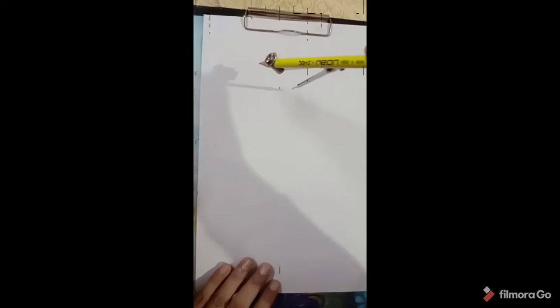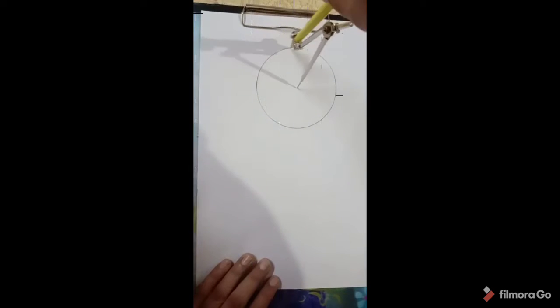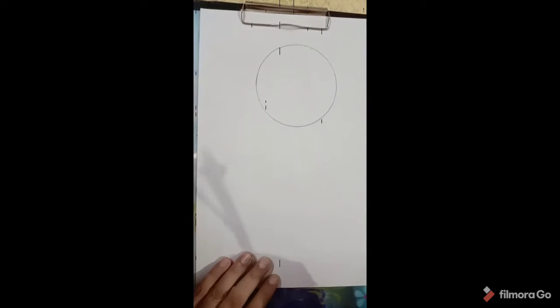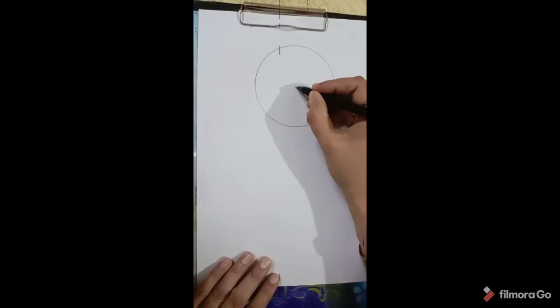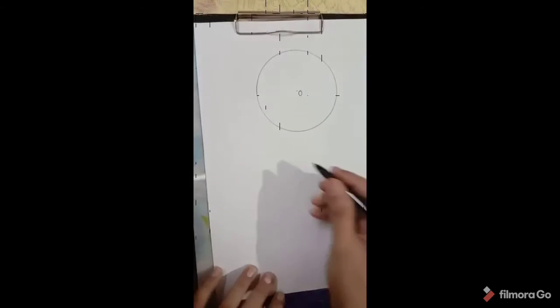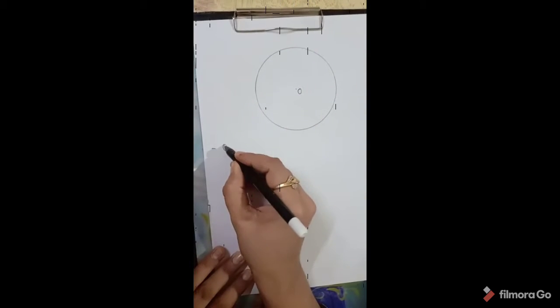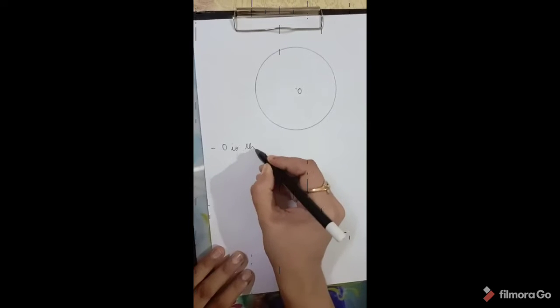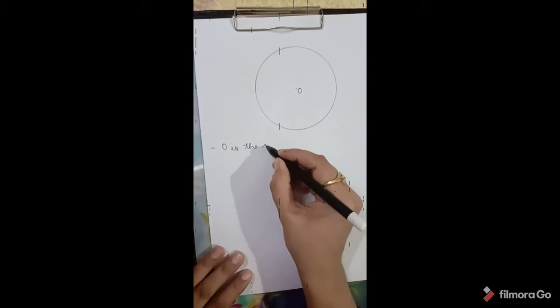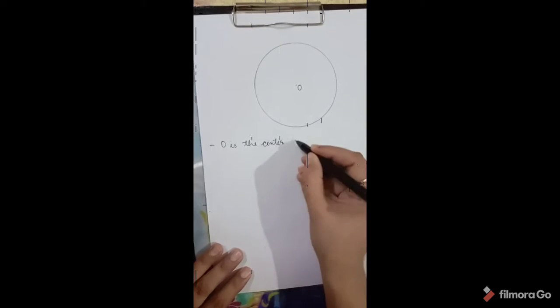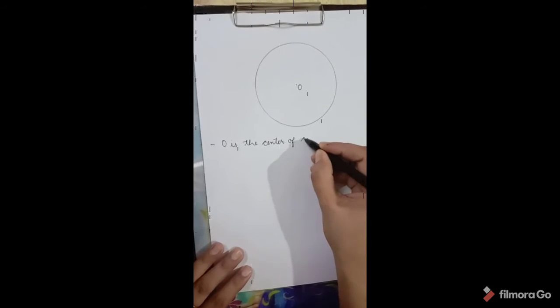Students, we can draw a circle with the help of a compass and pencil. Let us draw a circle with the help of compass and scale. We get a center point. I mark it O. Here O is the center of the circle.